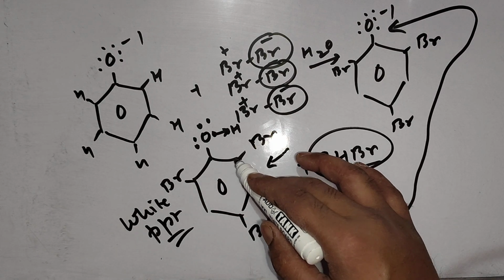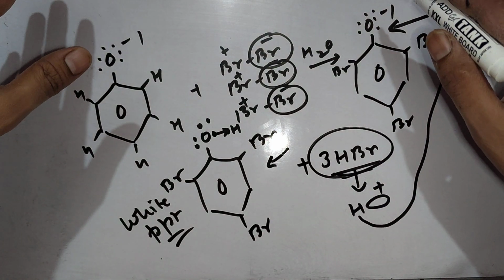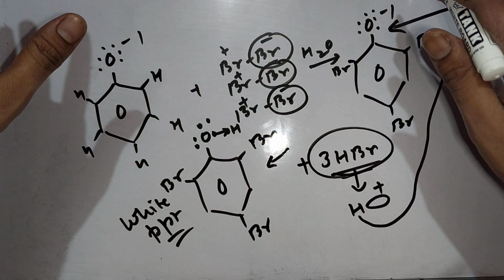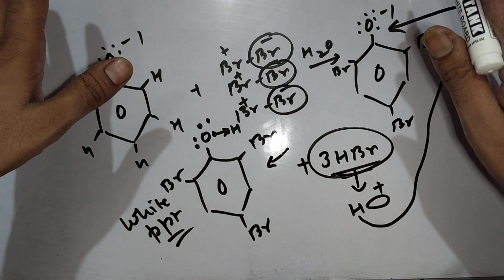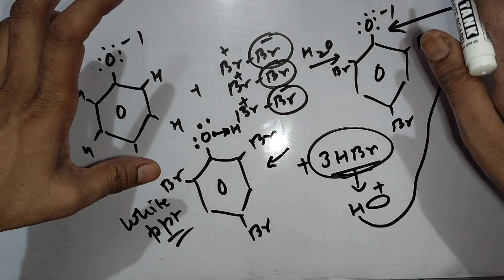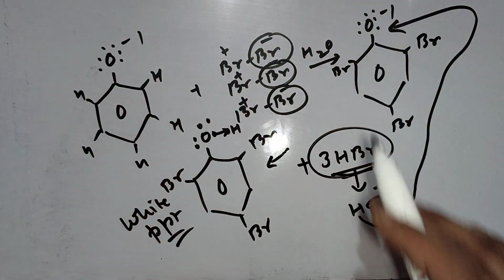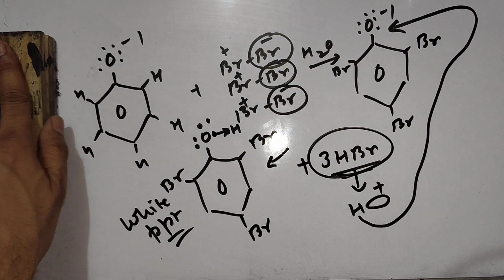which we call 2,4,6 tribromophenol. This was the mechanism when phenol reacts with bromine in the presence of water. And the most important part is why tri-substitution is happening. Please check the previous video. Now next, the mechanism with non-polar solvents like CS2 and CCl4.